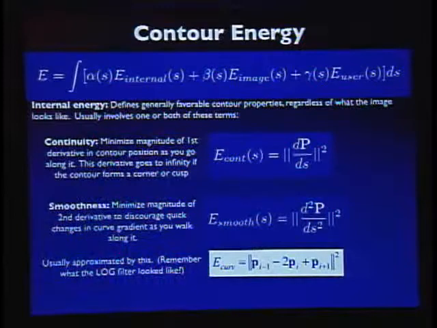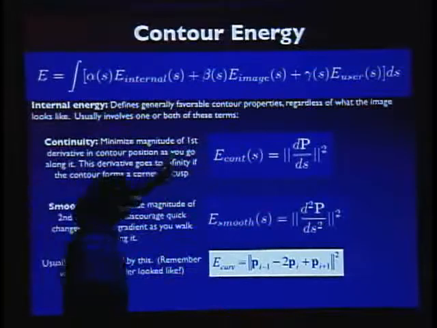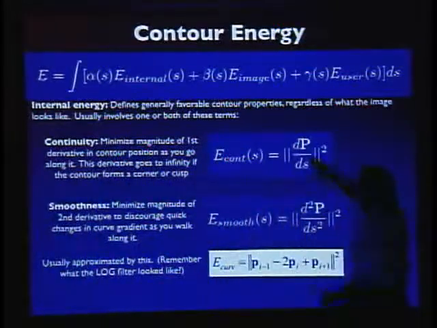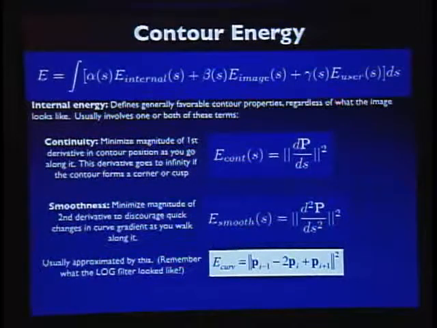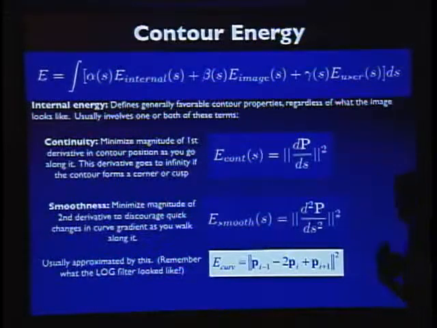Remember from calculus that at a corner or a cusp or at a step discontinuity, the first derivative of a function goes to infinity. The contour that minimizes the first derivative is basically as flat a line as possible. So continuity is basically saying we minimize the first derivative of the contour with respect to S, so as you're moving along, it doesn't change very much. Smoothness is only very slightly different in that you're trying to minimize the magnitude of the second derivative.